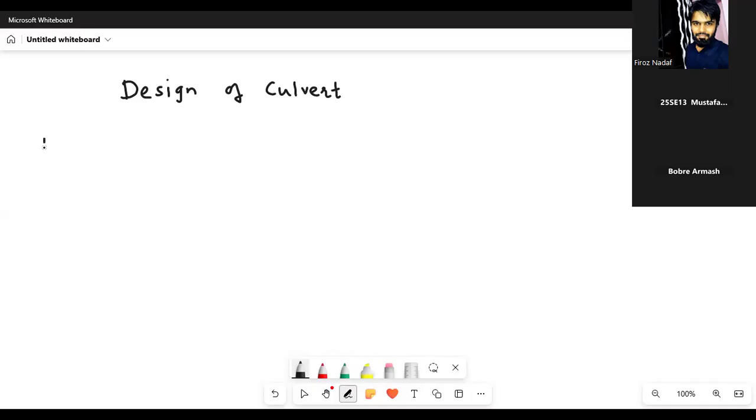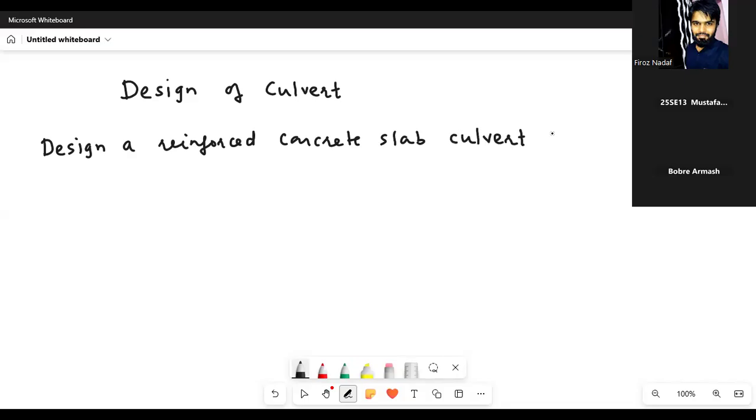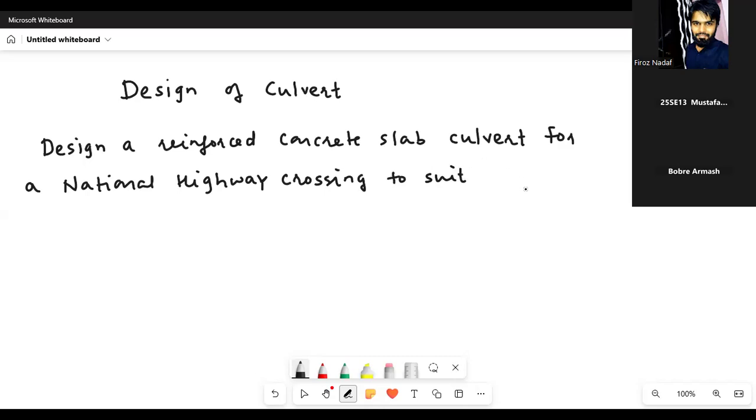Design a reinforced concrete slab culvert for a national highway crossing to suit the following data.